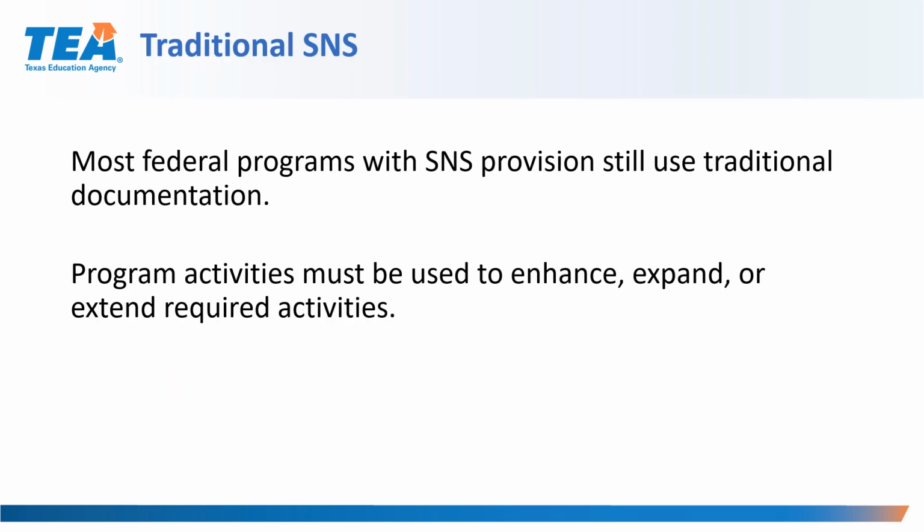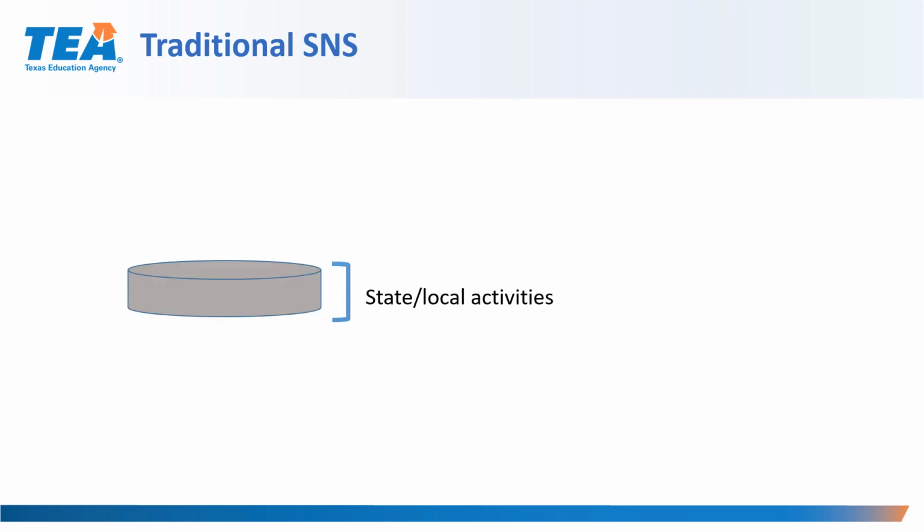Most federal programs with a supplement not supplant provision still use traditional documentation. This means that the LEA must have documentation that shows that the program activities expand, enhance, or extend the required activities. This traditional documentation looks at the activities that are paid with state and local funds as if those were the base layer of a cake.